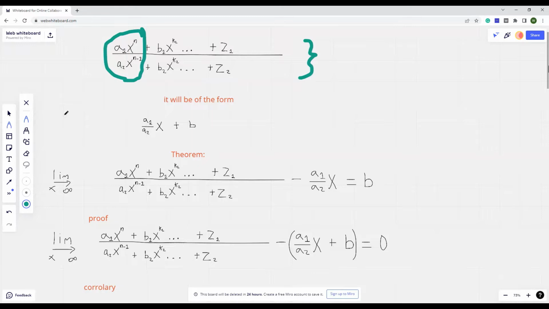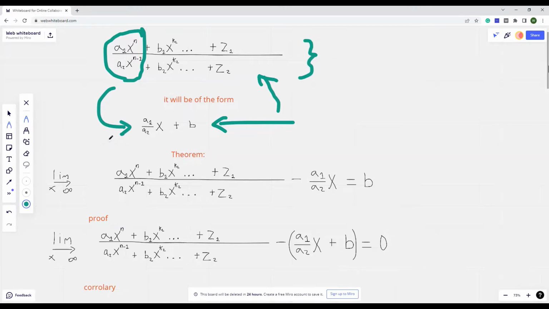A sub 1 times x to the fourth power divided by a sub 2 x to the third power, and so on and so forth. And that creates an oblique asymptote. The oblique asymptote means that as x approaches infinity, the graph of the ratio of those two polynomials is going to start to approximate this linear equation: a sub 1 divided by a sub 2 times x plus b.